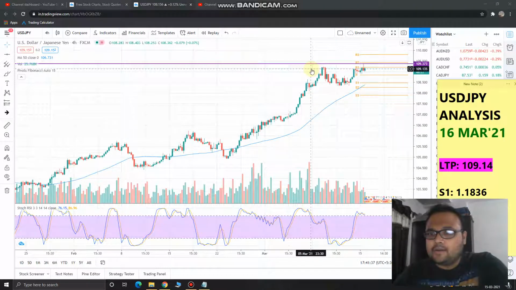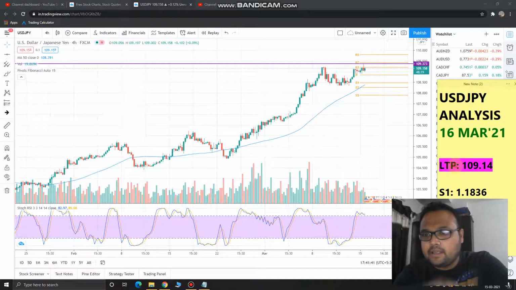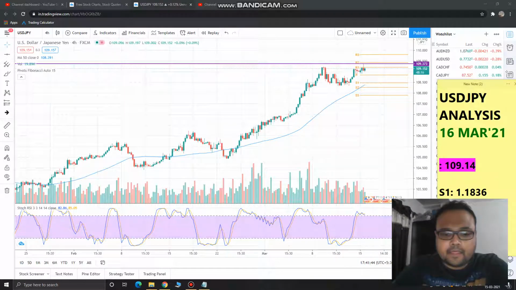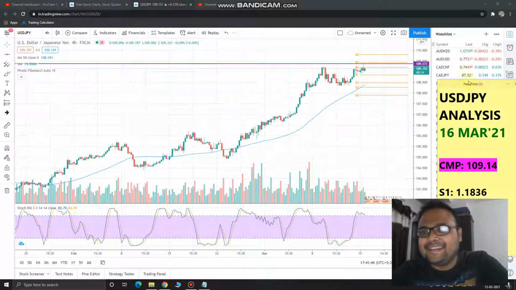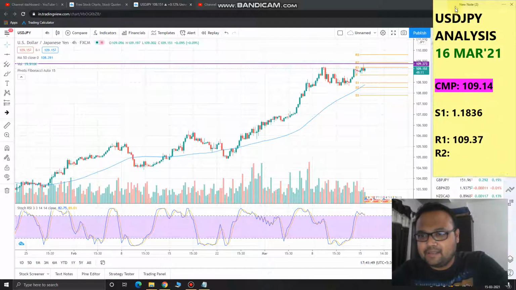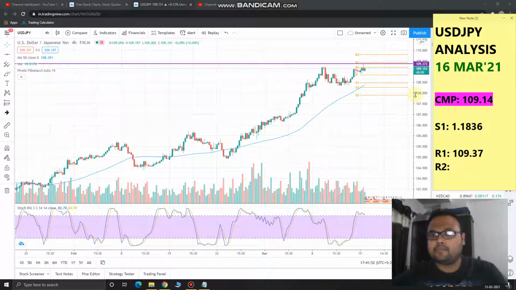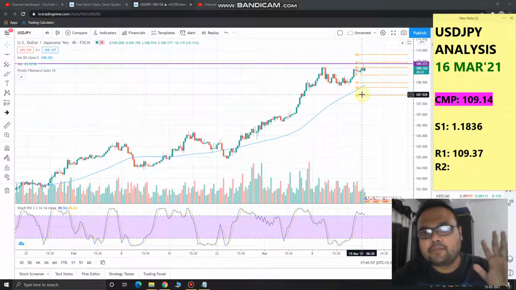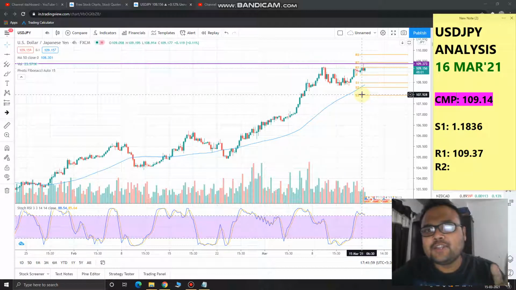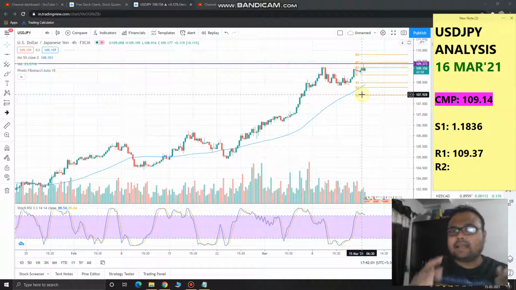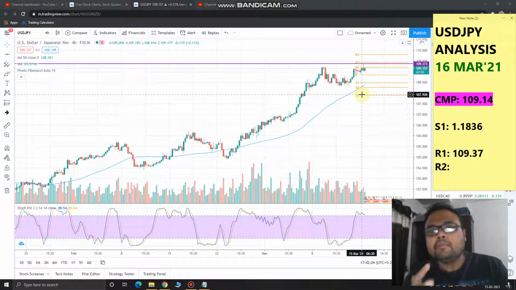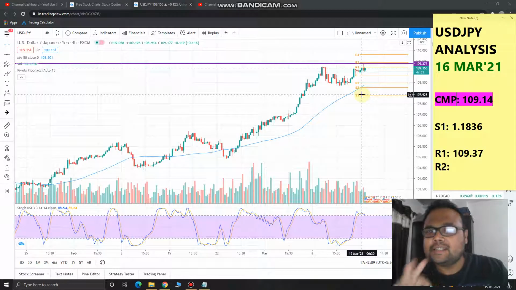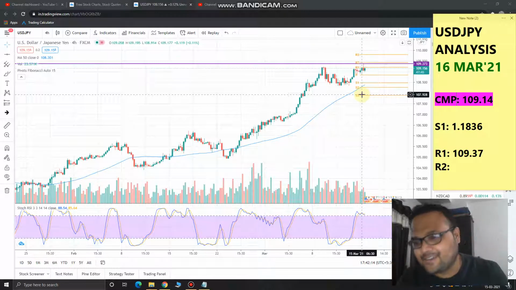So we can see that the last traded price, or sorry, this will be CMP, current market price. The current market price is 109.14, and there is no doubt that the market is in a beautiful uptrend. As I always mention, trending markets are easier to trade, because the complications are very less. So we just need to look for the area of value, grab it and just enjoy.